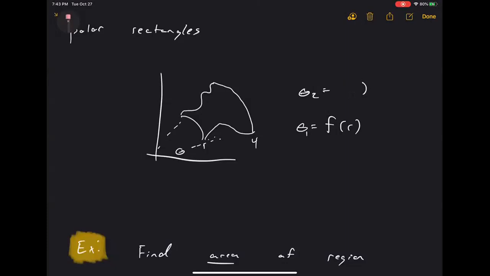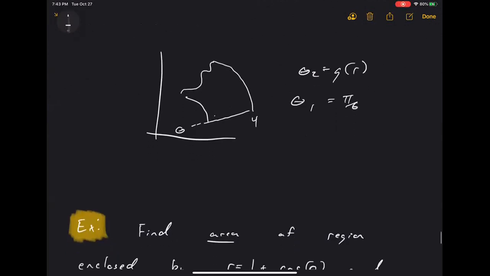Or maybe this side is a nice constant. Maybe this is the angle pi over 6. But then I end on a weird function. So maybe my bounds would be pi over 6 to this function g of r. All right, so we have those types of scenarios.